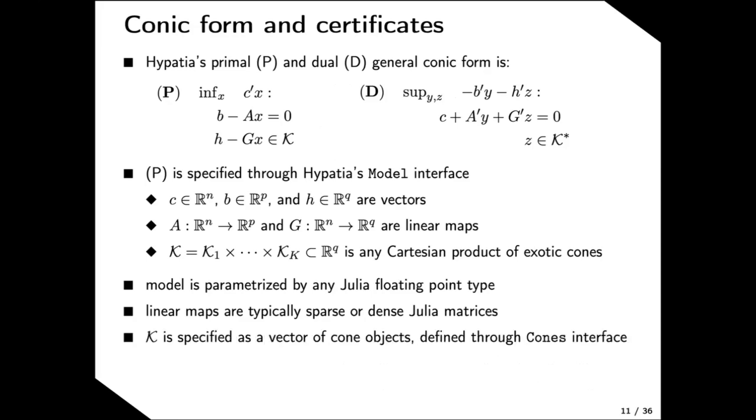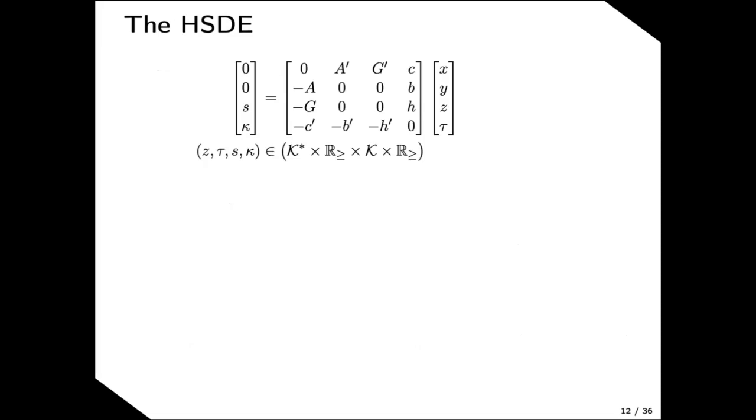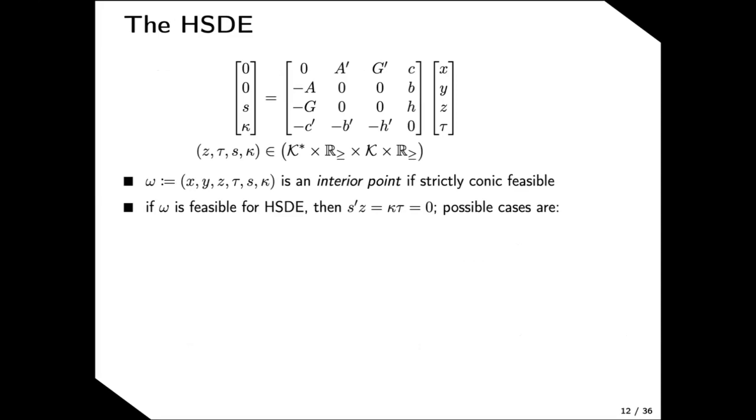K is specified as a vector of cone objects, which are defined through the cone's interface. And the dual cone K star there is simply a Cartesian product of the dual exotic cones. Okay, now we define the homogeneous self-dual embedding. So this is a self-dual conic feasibility problem in the primal dual variables and also in these scalar variables, tau and kappa. So we call omega an interior point if it is strictly conic feasible for that cone constraint there. And if omega is feasible for the HSDE, then s'z equals kappa times tau equals 0.